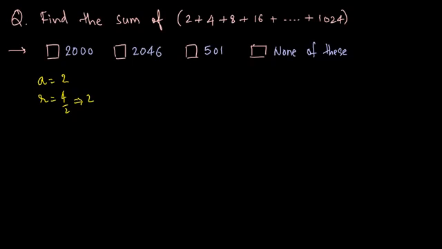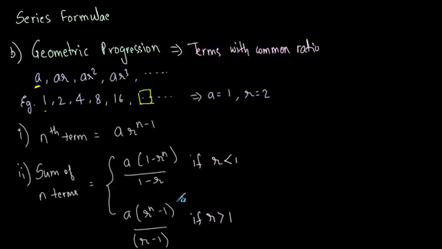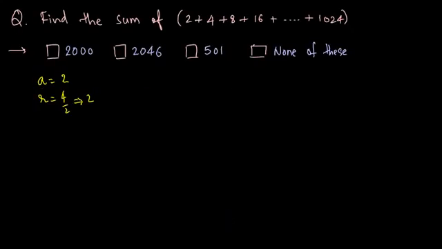So let's look at the formula for the sum of a series. Now our ratio is greater than 1, so we will use this formula: a into r raised to n minus 1 divided by r minus 1. The data that is missing is this n. So to find out n, there is an easy way.